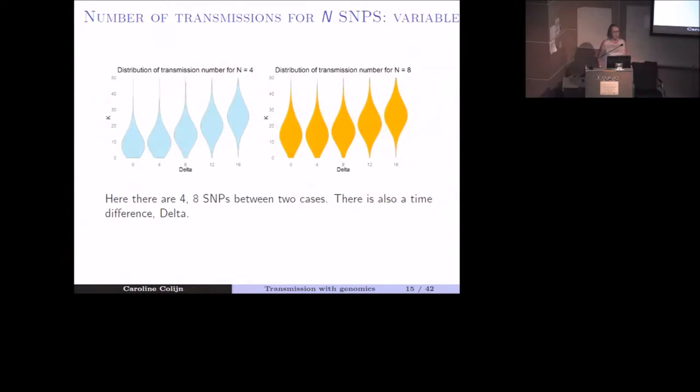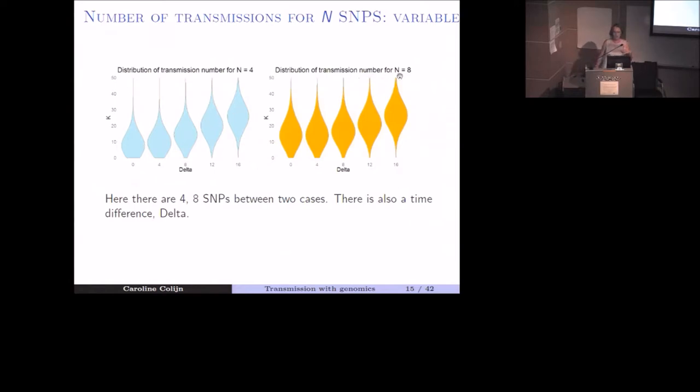Here are some results. Delta is the time between the cases. When they're measured at the same time, and there are four SNPs, and we've used a baseline, twice as fast as TB, parameter for the clock, then even with four SNPs, you can get quite a huge range in the number of estimated transmissions between the cases, with a peak at around 8-ish. And then it goes up as the cases get farther and farther apart in time. You imagine that there are more and more intervening cases.